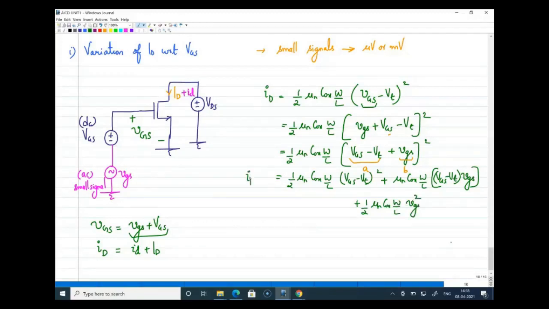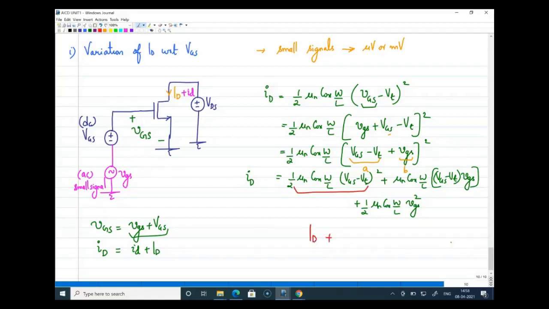So what is on the left hand side? It is small i capital D, which is a composite signal. Now, if you look at the right hand side, you have three terms, and can you identify all the three terms? What is the first term? Half mu n Cox W by L (VGS minus VT) the whole square. Yeah, it is the DC current. Very good. So this is ID.